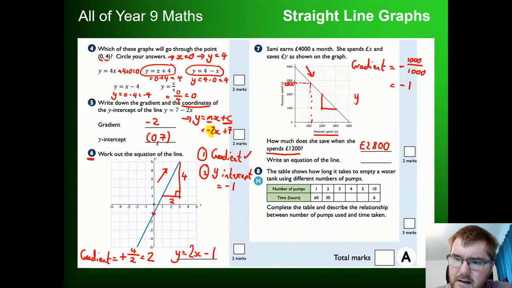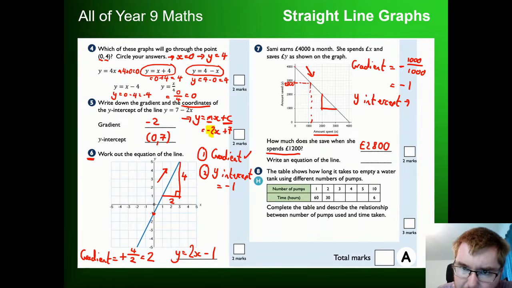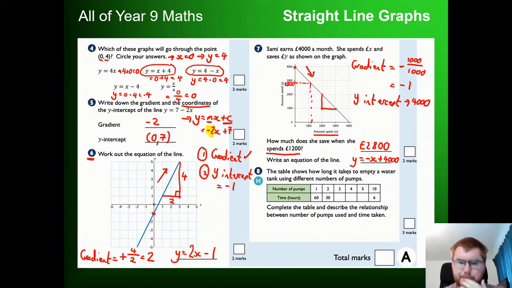Next thing we need to do is work out the y-intercept, so where it crosses the y-axis, and that's straightforward for us because it just crosses up at 4,000. And now we've got everything we need to work out the equation of the line. So y equals, that's how we always start, mx plus c, so m here is equal to -1. Let's go -1x or just -x, and then our y-intercept is 4,000, so plus 4,000, like so.